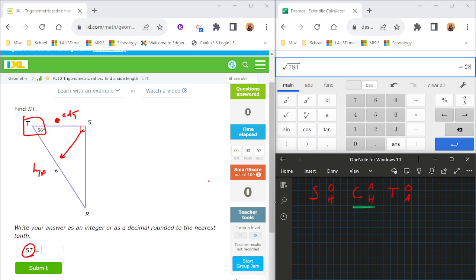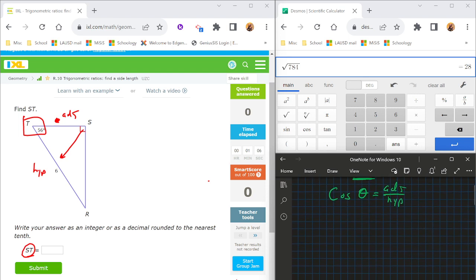That gives me cosine. So you're using that basic idea, cosine of some angle equals the adjacent leg over the hypotenuse. I'm just going to put the information for this problem in. That's going to be cosine of 56 degrees equals my adjacent leg, which is TS, over 6. Okay, now I just got to find TS.